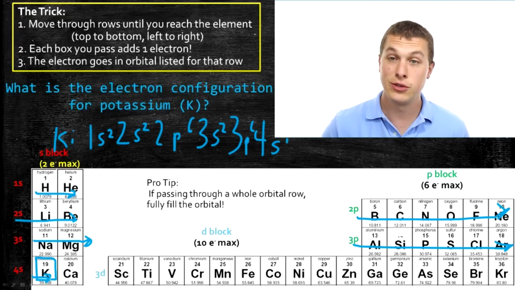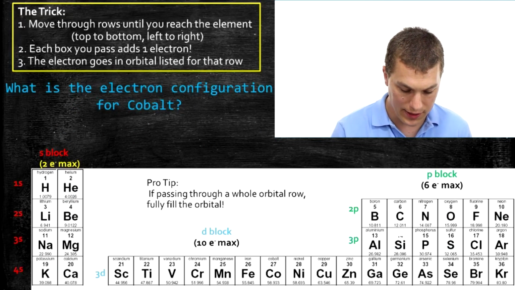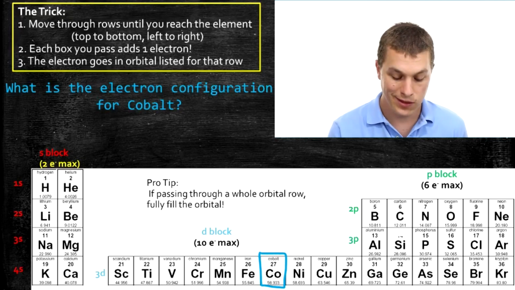All right, now we're going to do an example in the D block. We want to do cobalt. So cobalt's way down here in the D block, and that looks just a touch different. And right after this, we're going to do an example in the F block, then we'll be done.